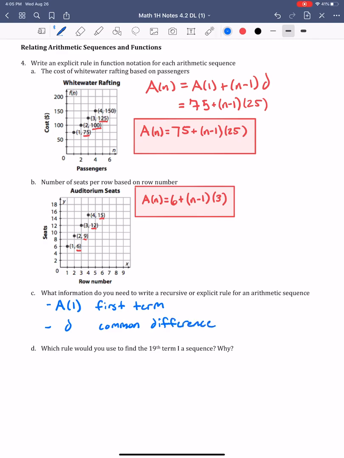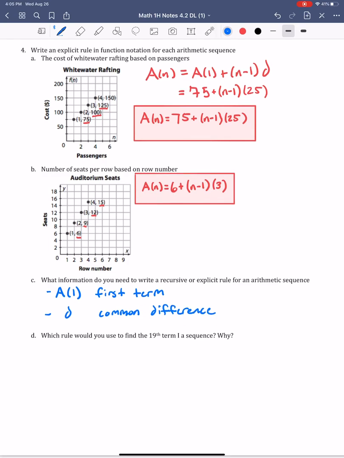It then says, which rule would you use to find the 19th term in a sequence and why? So remember, there are two options. You can use the recursive or you can use the explicit. In this case, it's going to be best to use the explicit, because remember, the explicit is the one that allows you to find any term, right? So you can just punch in 19 and you can find it, whereas the recursive, like we talked about yesterday, requires you to go one by one, and you would have to go 1, 2, 3, and work your way and find each one of those. Okay, but the explicit just lets you punch in 19 and you're done with the whole thing.